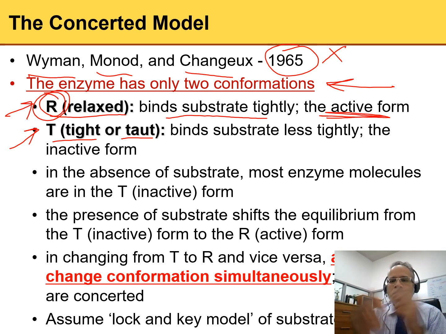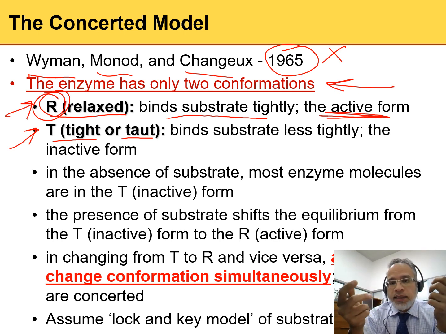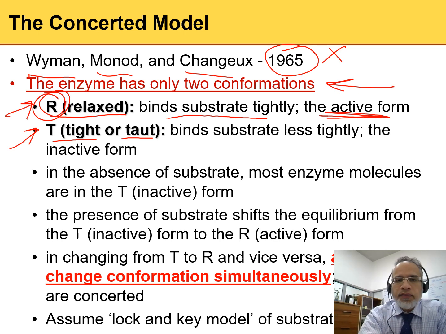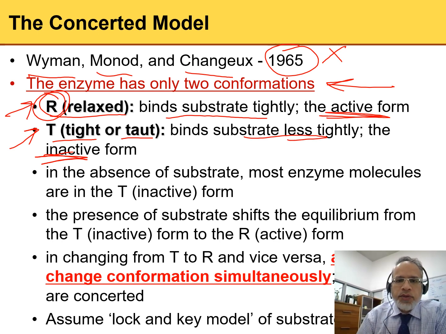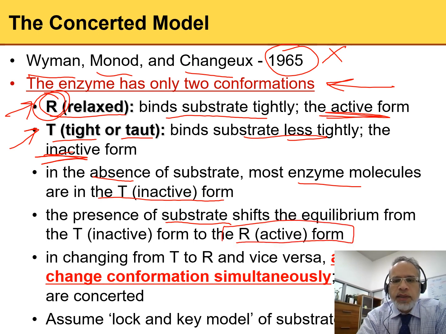So there are two forms, the R and the T. One of them is the active form and the other is the inactive form. R is the active form, and T is the inactive form, and T binds the substrate less tightly. If you don't have a substrate, then of course there is no need for the enzyme to be active. So in the absence of substrate, the enzyme exists in the T or inactive form. When you have the substrate, the equilibrium shifts from T to the R or active form, right?